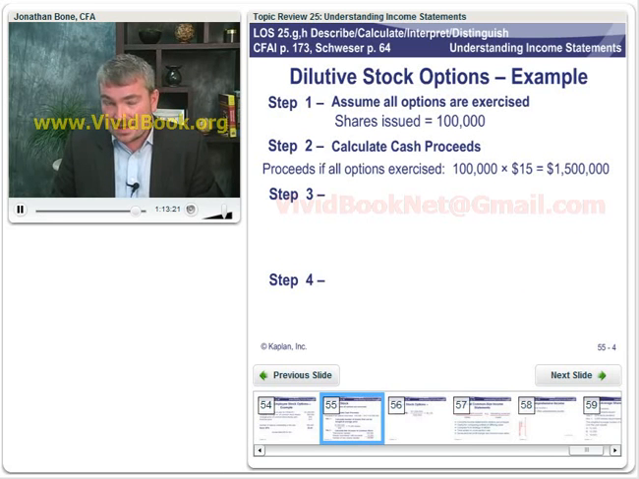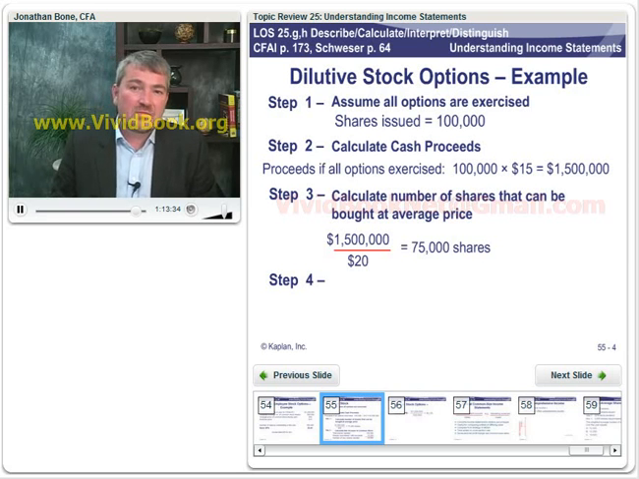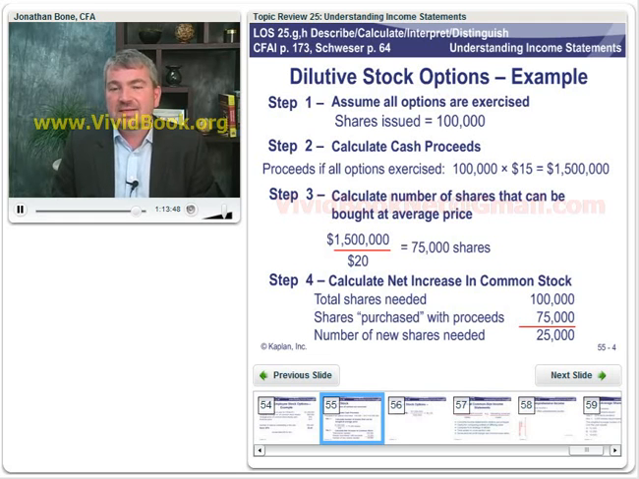The next step, and it's completely hypothetical, we take that $1.5 million and use it to buy back shares at the average price of $20 in the year and look at how many shares we could buy back. So 1.5 million divided by 20 gives us 75,000 shares. We could buy back 75,000 shares at full price using our proceeds. So finally, the dilutive element is 100,000 shares issued, 75,000 essentially could be bought back at full price, and as a result, the dilutive element is 25,000.